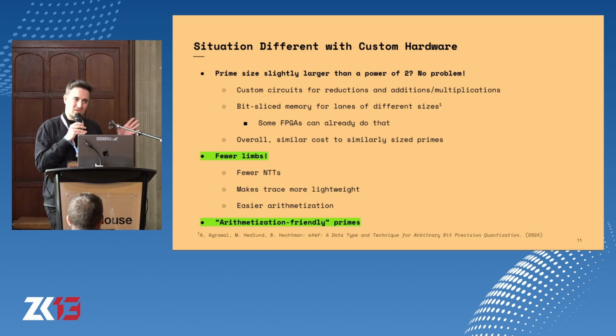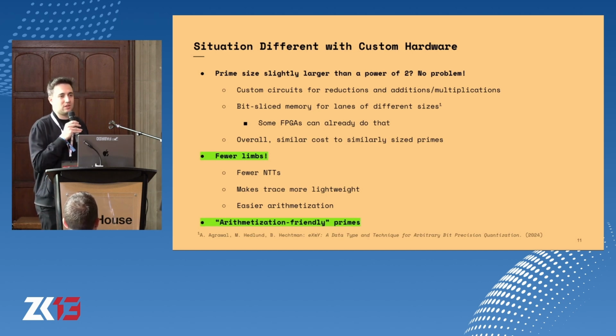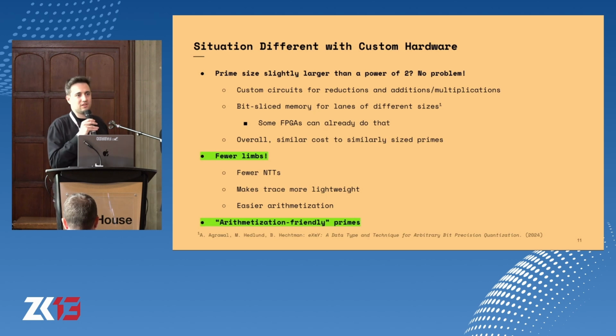This depends a bit on the structure of the prime and so on, but with some caveats, this is true. That's on the implementation side. What about on the proof side? Well, fewer limbs means fewer entities, makes the commitment faster in general, means the trace is more lightweight, and we also have an easier arithmetization, which may be easier for audits, for example.